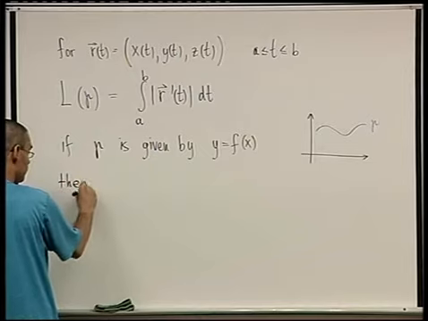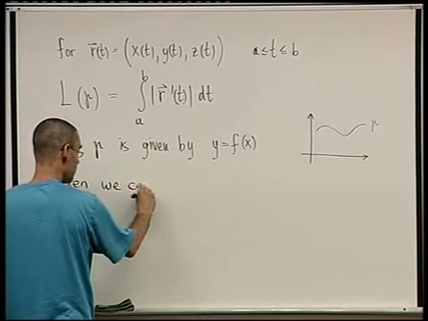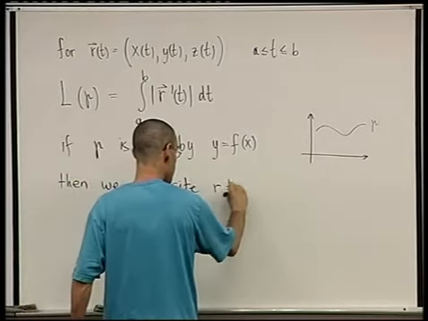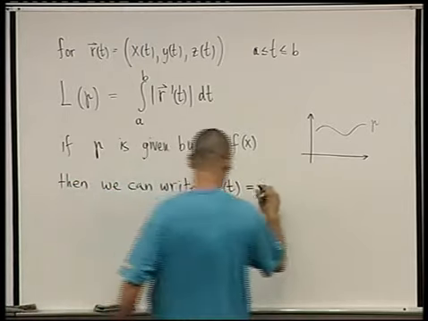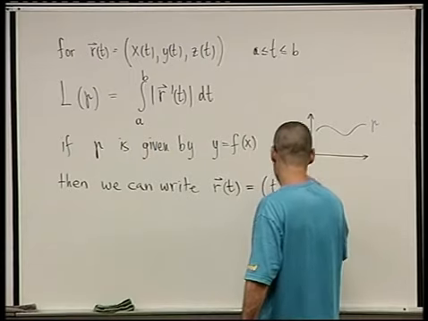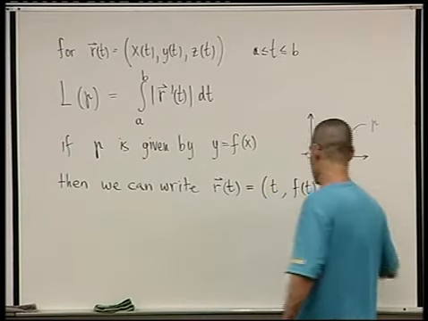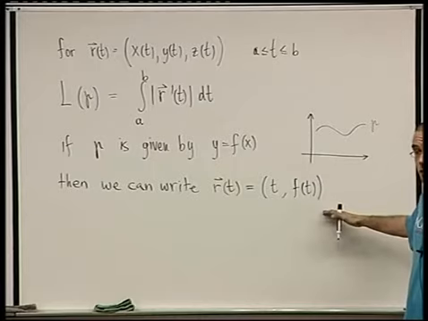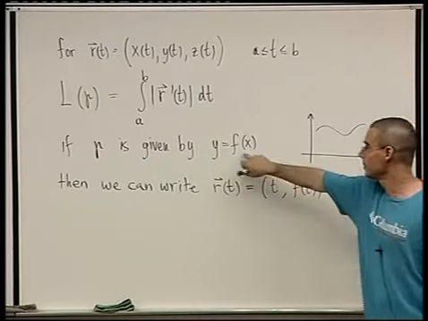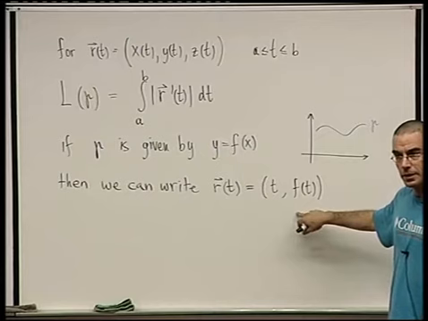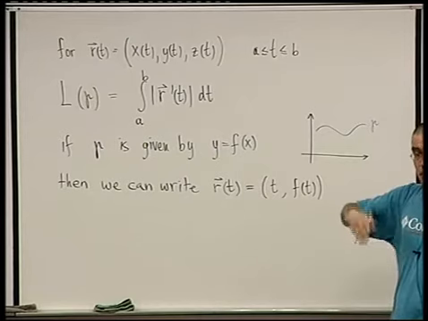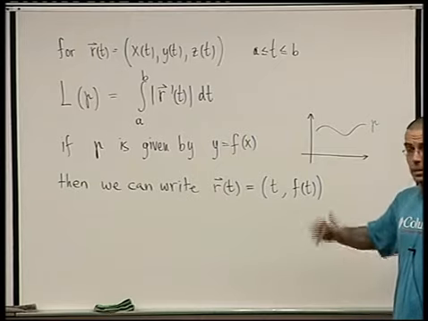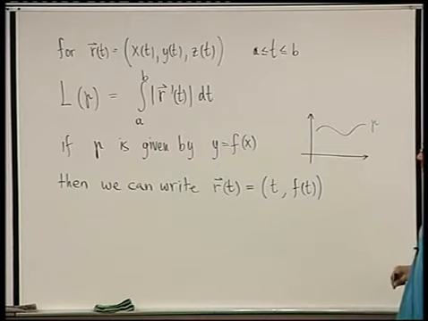Then we can write r of t equals, and we did several examples like this, t comma f of t. Right? This would be a parameterization corresponding to this. The y is f of x. Do you agree? And we did examples. We did like t and t squared, right? And t and absolute value of t. You just get the graph of the function.